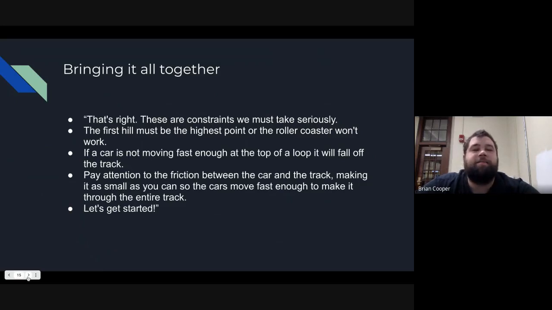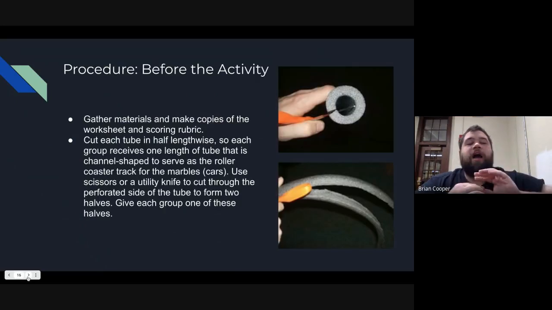Let's get started. So the procedure before the activity is you're going to gather the materials and make copies of the worksheet and scoring rubric. Then you're going to cut each tube in half lengthwise, so each group receives 1 length of tube that is channel shaped to serve as the roller coaster track for the marble cars. Use scissors or a utility knife to cut through the perforated side of the tube to form 2 halves. Give each group 1 of these halves.